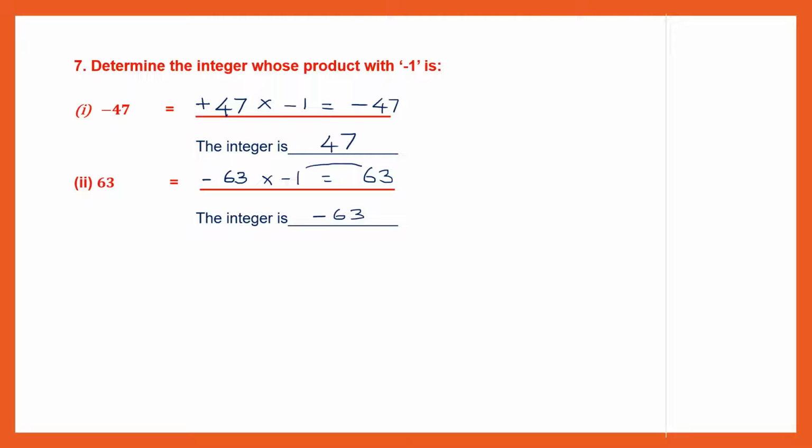Now let's check our answer and see. Minus 63 into minus 1. So there are two negative integers. The answer is positive. 63 into 1 is 63. So this answer is correct.